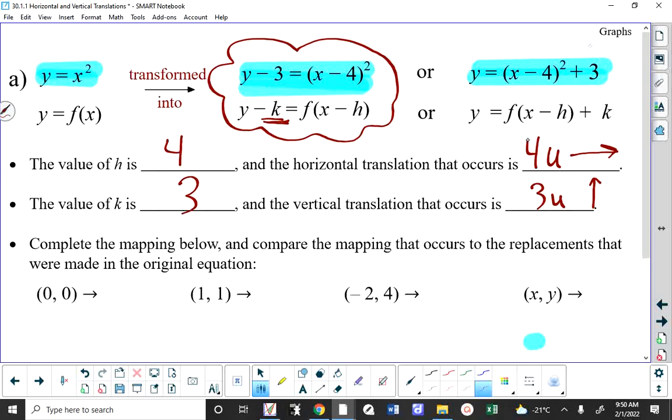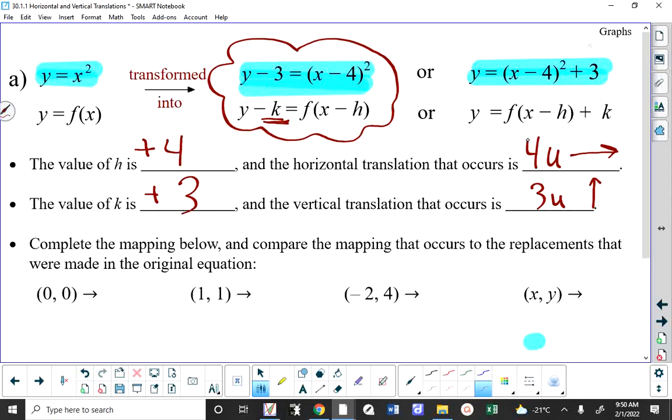So, okay, here's the lesson. H is positive 4. The horizontal translation is 4 units in a positive direction to the right. That's it. K is positive 3. The vertical translation is 3 units in a positive direction up. Same thing we did with parabolas last year, except we used p and q.